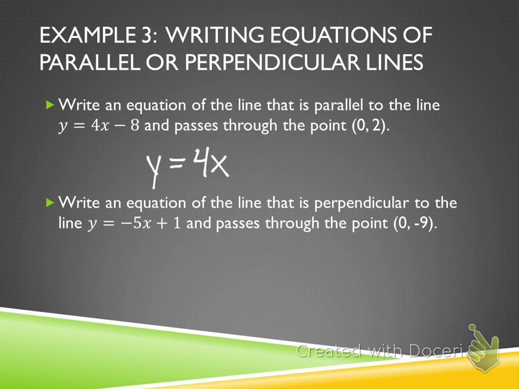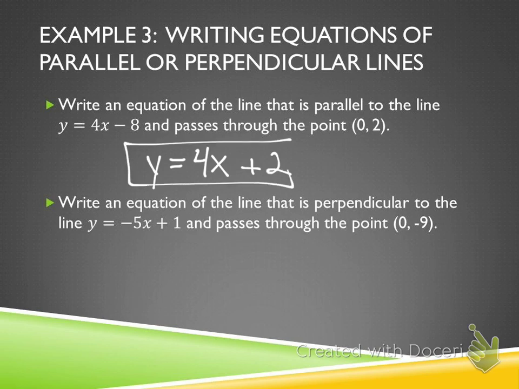Negative 0. No, if I were to plot this point, where would it cross the y-axis? 2. At a value of 2. So whatever the y value is, that's my new y-intercept. If I go 0, up 2, my y-intercept is 2.